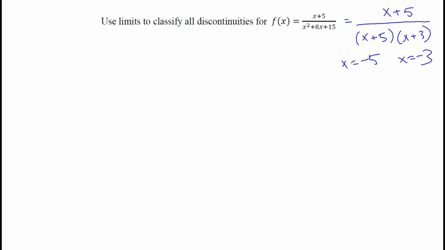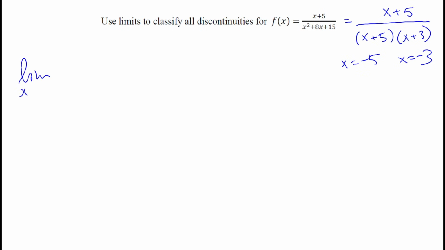So our next little set of problems here, we're going to be finding the discontinuities and classifying them using limits. So we'll start off by just factoring the denominator here to see when this has discontinuities, right? So x plus 5 and x plus 3. So we know this has discontinuities at x equals -5 and x equals -3. So we'll need to do the limits at both of those values.